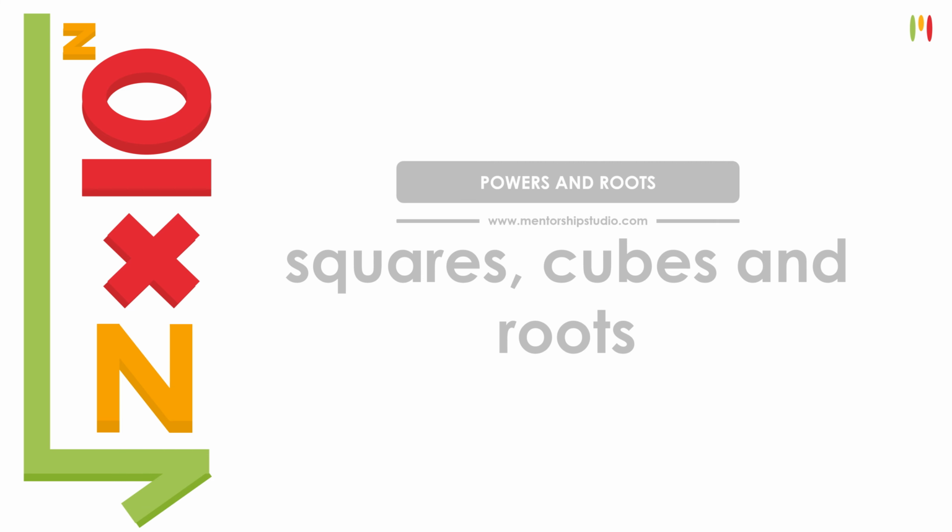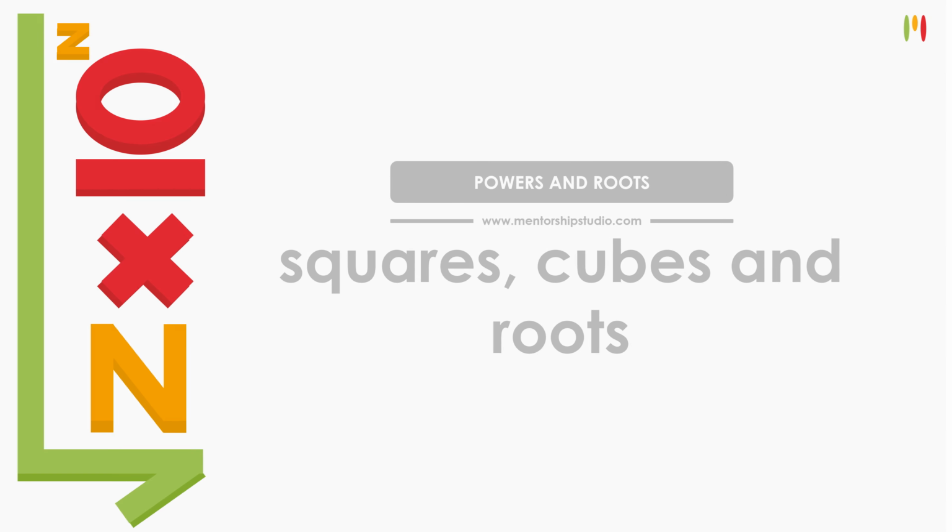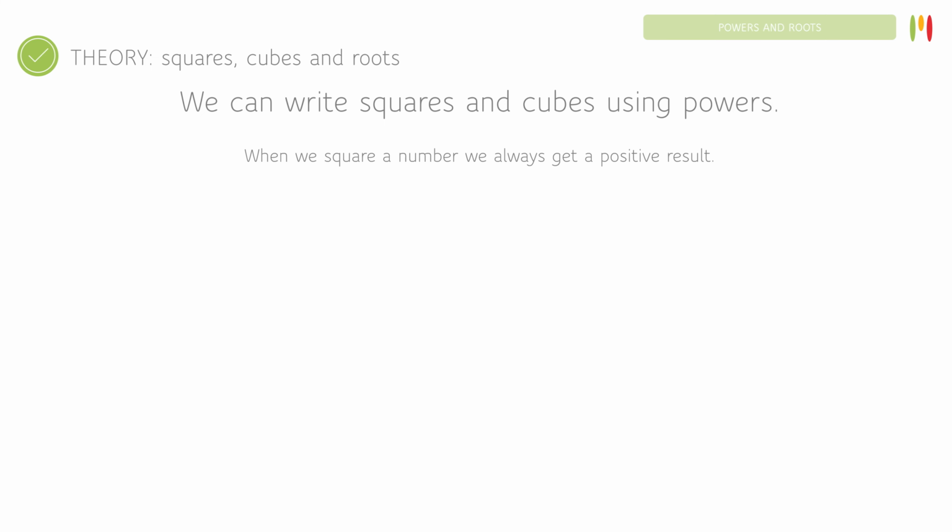Squares, cubes and roots. We can write squares and cubes using powers. And when we square a number, we always get a positive answer. This is because same sign gives plus. Therefore, we can write 3 squared is the same as 3 times 3, which we know is 9.